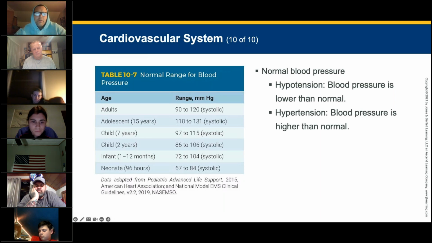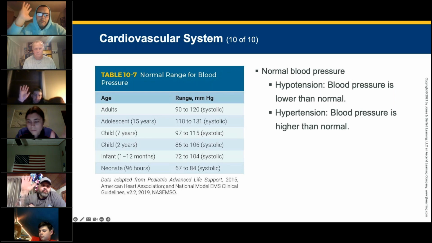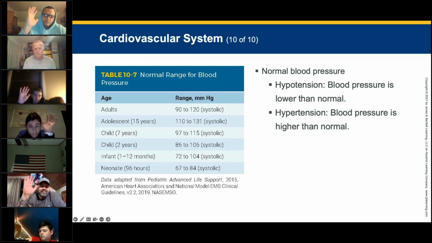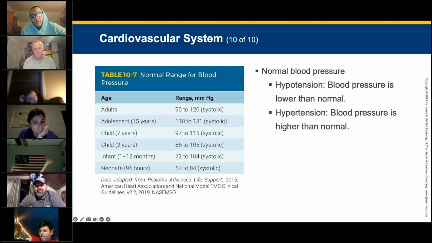Raise your hand if you've ever taken a blood pressure before. All right, cool. That's definitely something you'll be practicing during your clinical sessions.